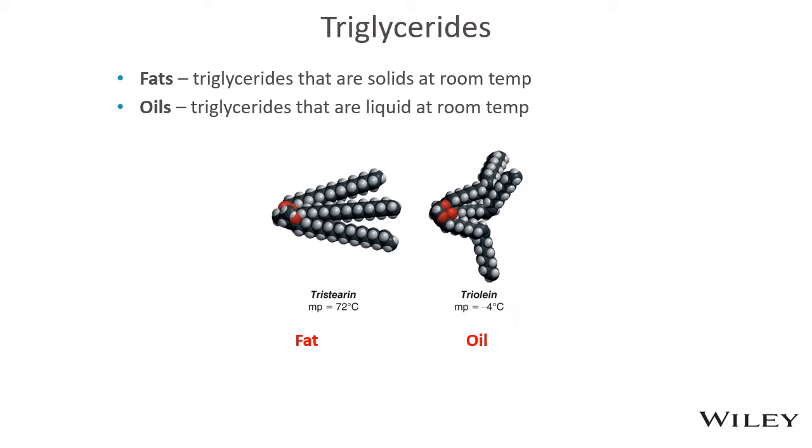So for instance, butter, which is solid at room temperature, is technically a fat and contains a high amount of saturated fatty acids. Canola oil, which is a liquid, contains a high amount of unsaturated fatty acids, which is why we see it as a liquid.